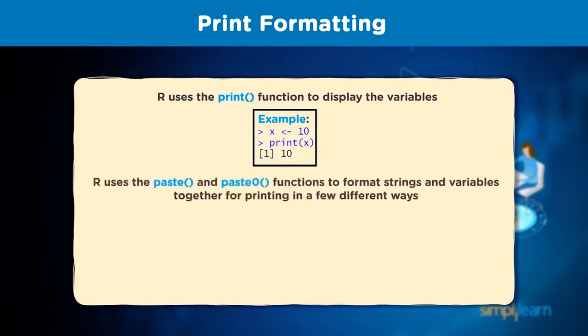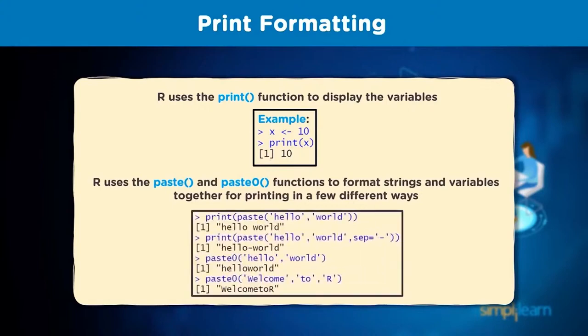R uses the paste and paste0 functions to format strings and variables together for printing in a few different ways. For example, if I say print paste, and then pass in two strings or two words, such as hello and world, that would be printed as follows. Now I could also do a print paste and then use a separator. So my print would look something like this. If I use paste0, then that avoids any space between these two words, or for example, these three words.